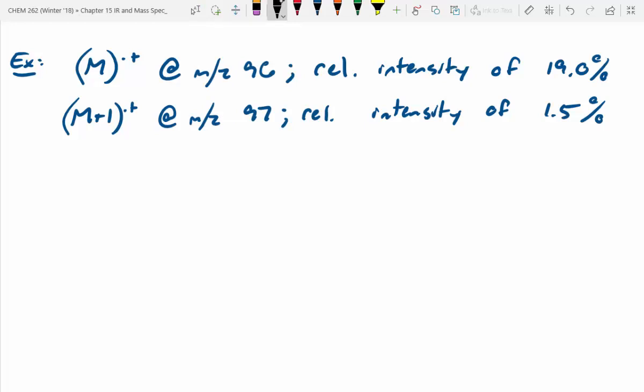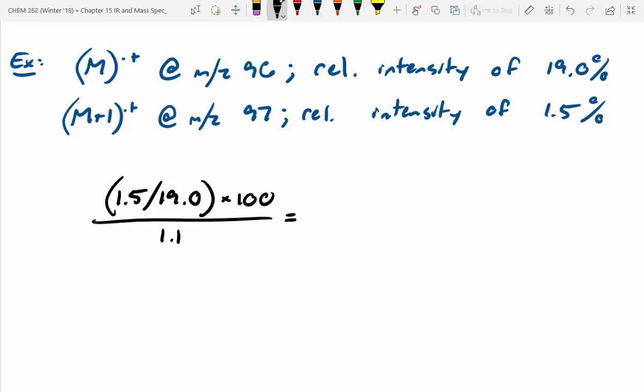Give me a thumbs up if you think you got it. All right, so let's do this. First thing we do is look at the relative intensity of our parent peak. We'd say, all right, our mass plus 1 peak, that's 1.5 divided by 19.0 times 100 divided by 1.1 is going to be equal to about how many carbons? 7. About 7.